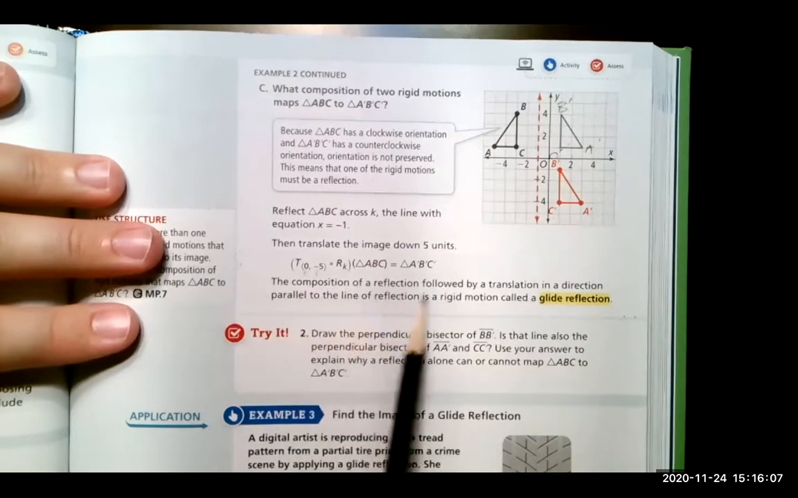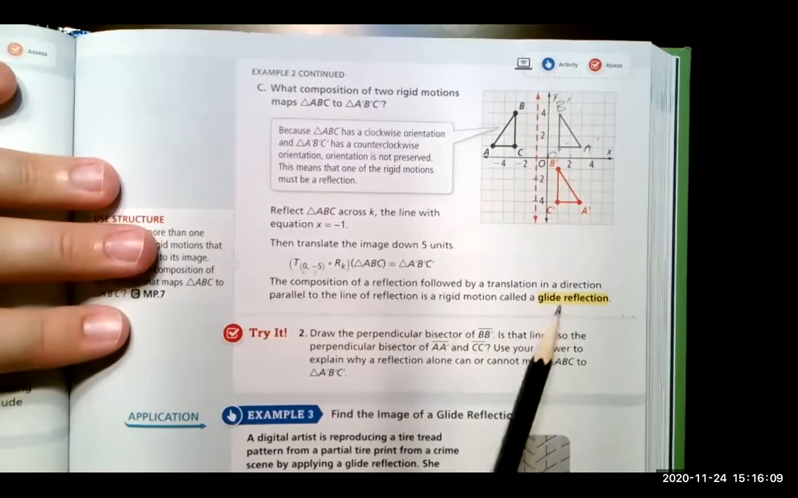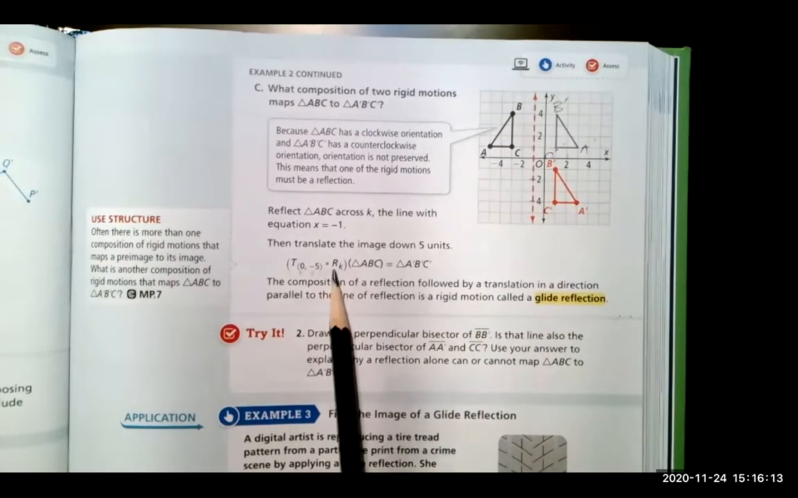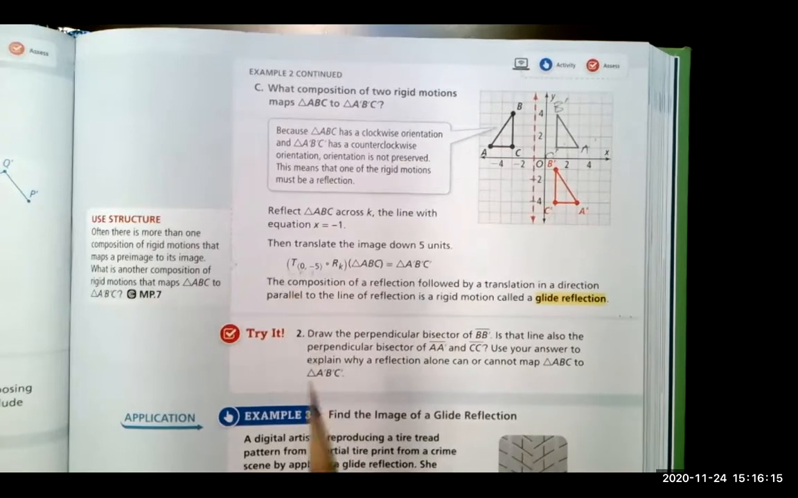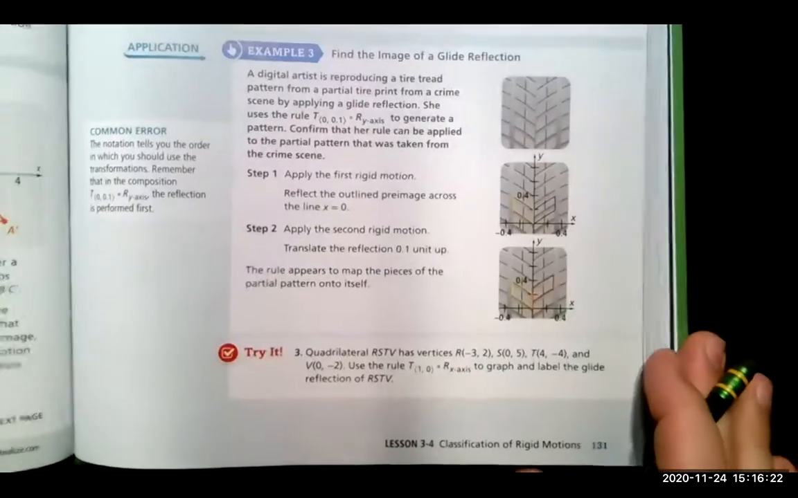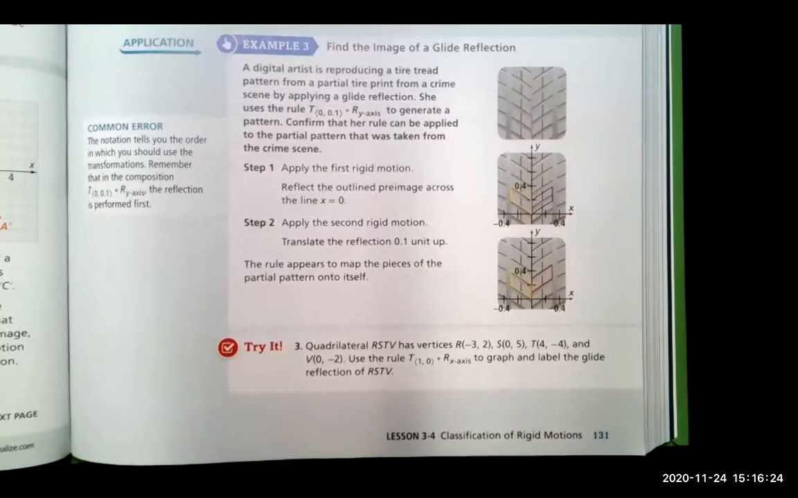So we've already talked about this definition, a glide reflection. It's talking about starting off with a reflection, and then we can translate it a number of units to get whatever we want. Number 3. Find the image of a glide reflection. So basically, after you have a pre-image, do two different things, reflect it and translate it, and then find that image, that aftermath of it.